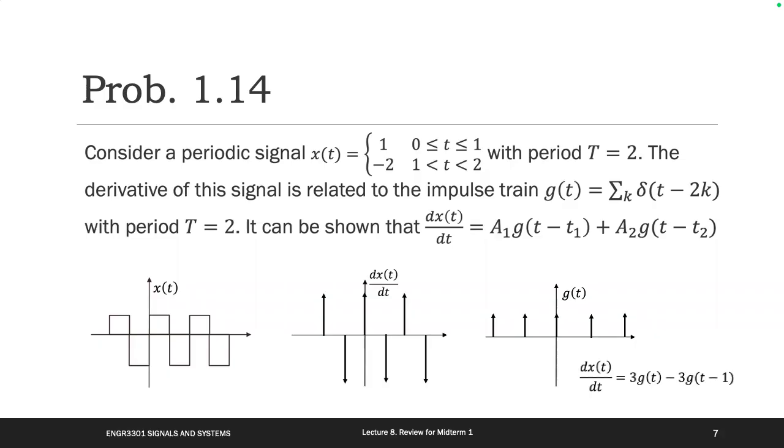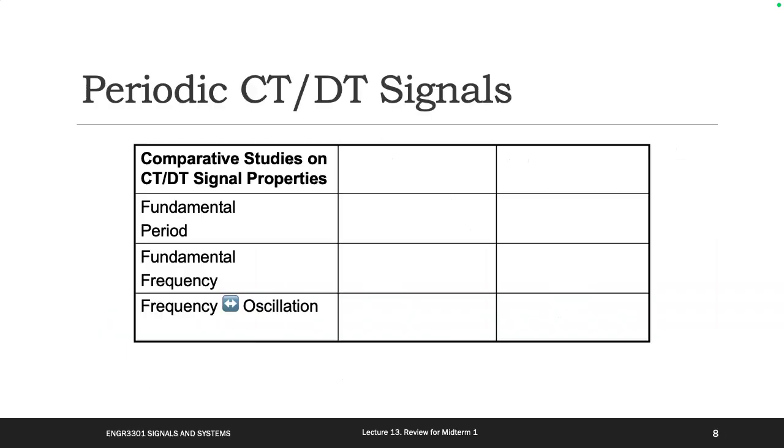Any question? Okay. Let's try to review the periodic signals. For the periodic signals, I show this table very often. This is a comparison of the CT and DT exponential signals. This is the CT exponential signals, and this is the DT exponential signals.